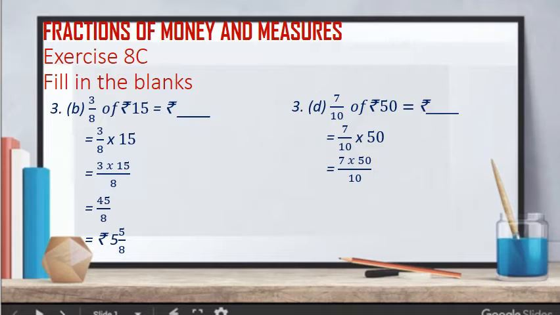Now children, we can divide 50 in the numerator and 10 in the denominator by common number 10. So 50 divided by 10 is equal to 5 and 10 divided by 10 is equal to 1. So now what is left? 7 multiplied by 5 upon 1, which in turn is equal to 35. So 7 by 10 of rupees 50 is equal to rupees 35.